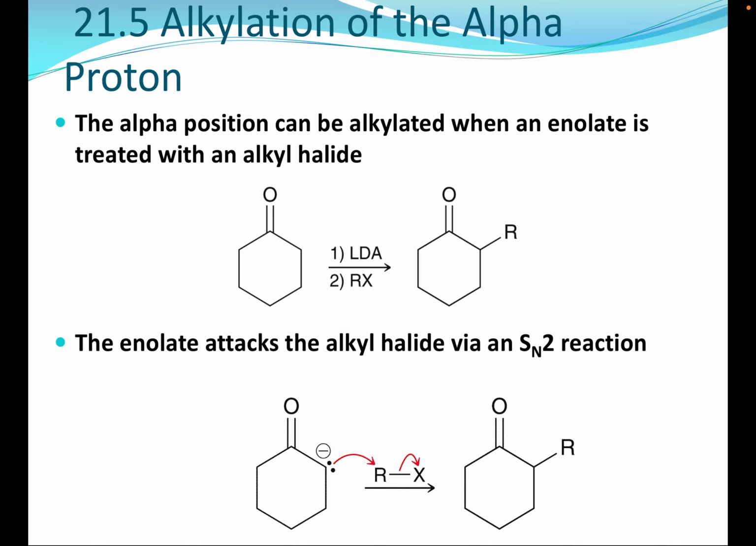This video is going to explore the alkylation of the alpha proton. So the alpha position, as we've been discussing, is immediately on either side of a carbonyl carbon. We know that those protons are especially acidic for CH2 protons because of the stability offered to the lone pair when those protons are pulled off through resonance.